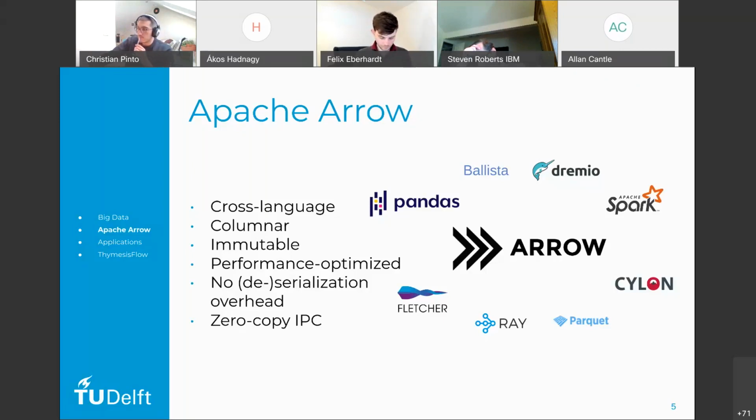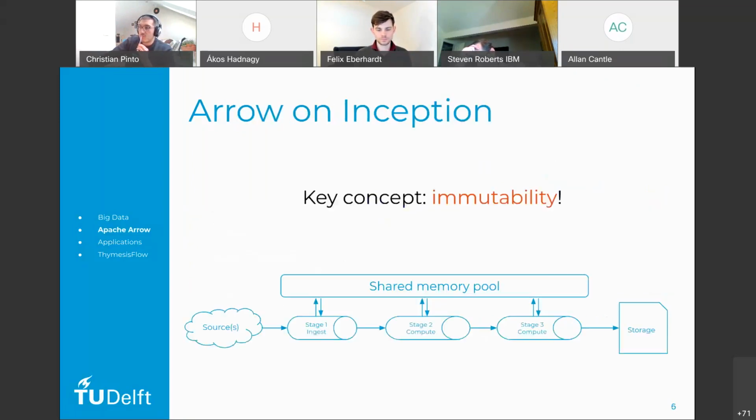And since you don't have to do serialization and deserialization, sharing data between processes is actually just passing a pointer. It's zero copy. And I forgot to mention that it holds immutable data. This is very important. So what can we do on disaggregated memory with Arrow? All right, so seems like we would like to use a lot of memory, because in-memory computing, we have Apache Arrow to represent the data in a format that all the stages and all the frameworks can understand. So let's have a big pool of shared memory.